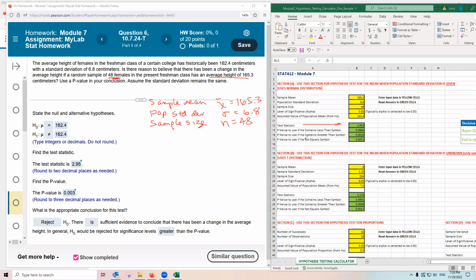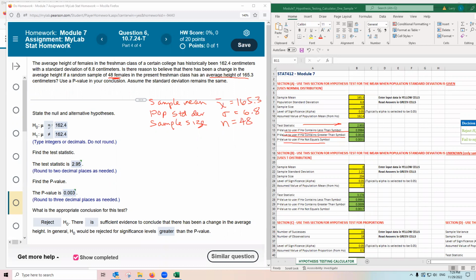Looks like it's 2.95. They want us to round to 2 decimal places. Now the p-value, I've got to be a little careful. There's 3 possibilities here. It says use this p-value if the alternative contains a less than. Use this p-value if the alternative contains greater than. Use this p-value if the alternative contains not equals.